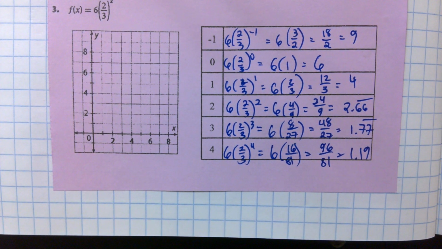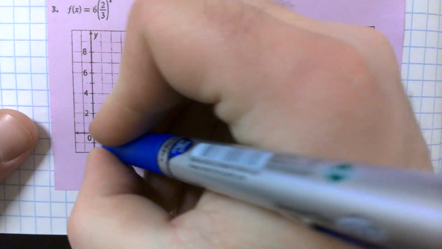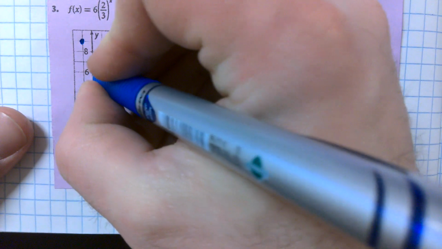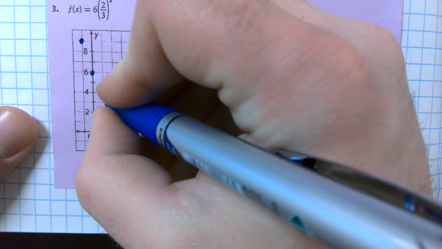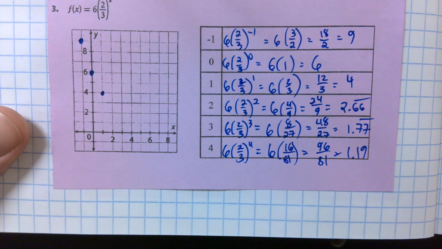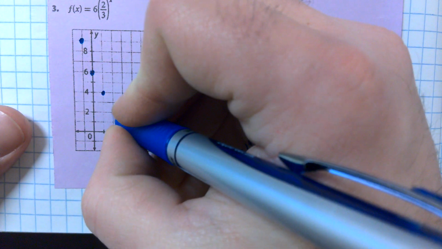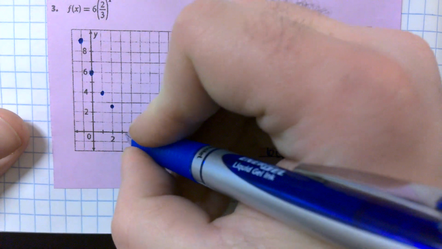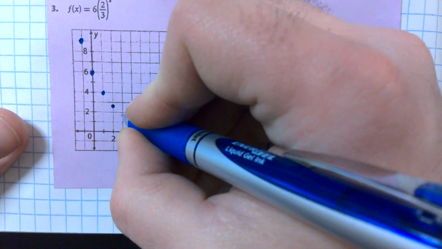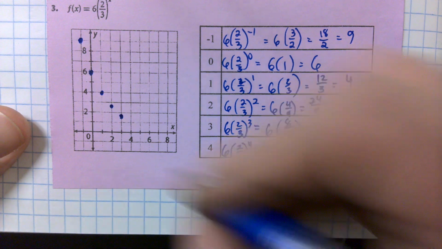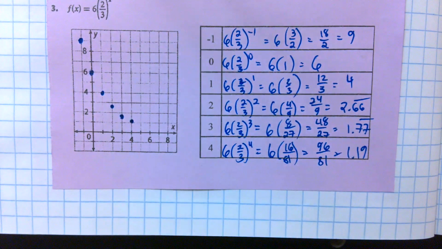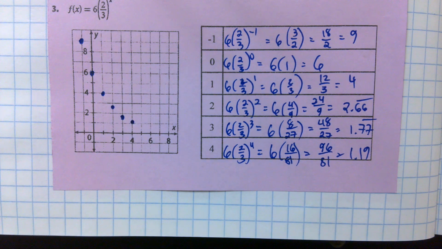So we're getting smaller and smaller, right? 0, 6 is easy to plot. 1, 4. So far, so good. 2, and then 2.6 is like right there-ish. 3 and 1.77 is like right there-ish. And 4, 1.19 is about right there. Bit smaller.